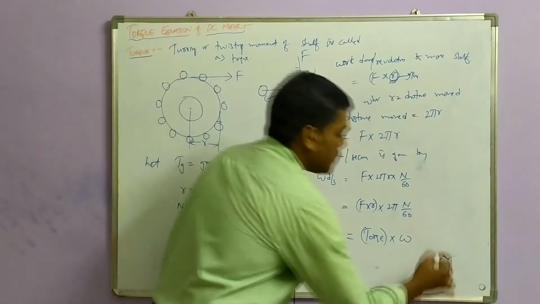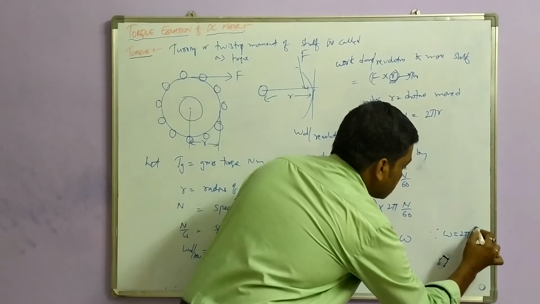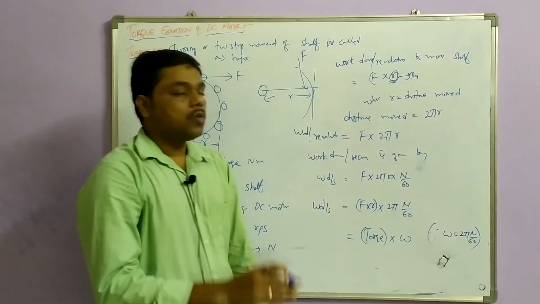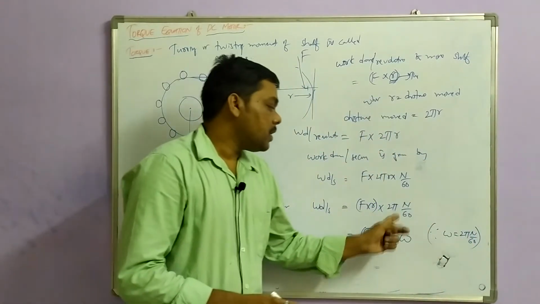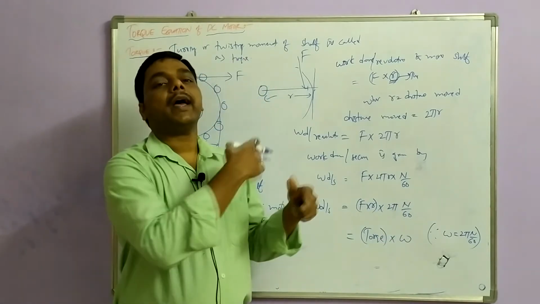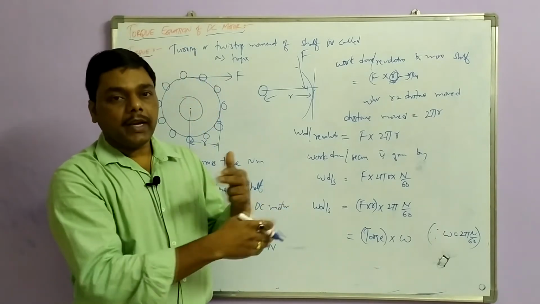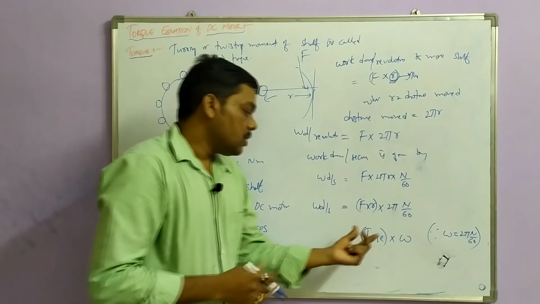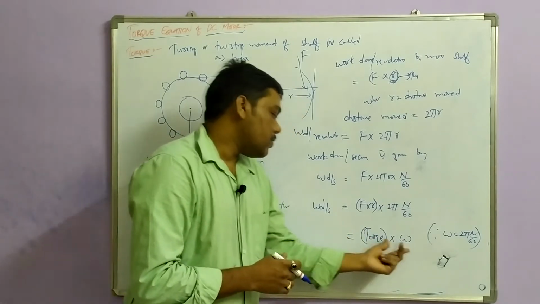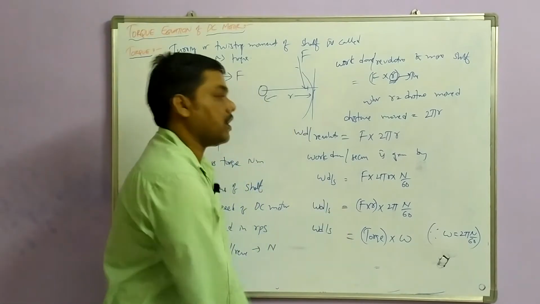So what is this omega? Omega is nothing but angular speed, 2 pi n by 60. In linear terms, if you take the speed, that is n rps, n by 60, but 2 pi n is nothing but angular rotation. So this angular motion is nothing but turning and twisting movement.